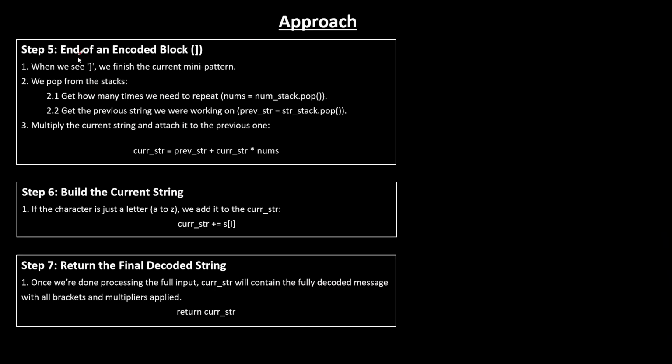Now, after step 5, we got the closing bracket, right? So when we see a closing bracket, it finishes the current mini pattern. Since we resolved a few of these things, right? Let's take something like it is resolved, right? So it becomes 2a, and we got this closing bracket, right? So what we do? We pop from the stacks.